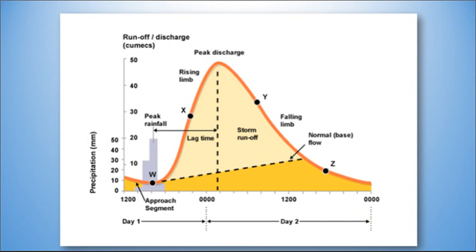The same hydrograph is represented over here, which shows you the peak rainfall, then the lag time. This is the center of rainfall excess. Then this particular highest point shows the peak discharge. Here you can see the rising limb and falling limb. Further you can see the base flow, and this is a typical storm runoff.